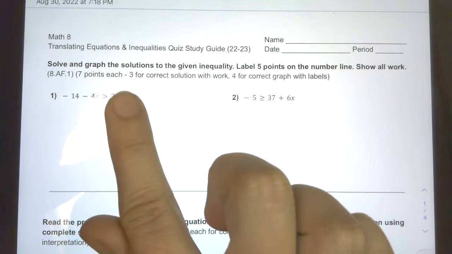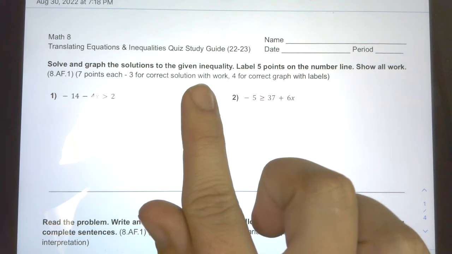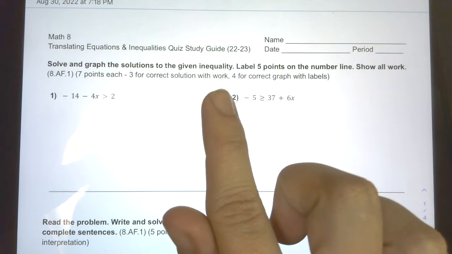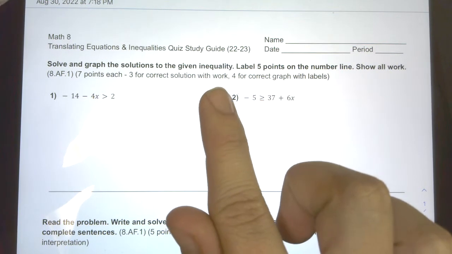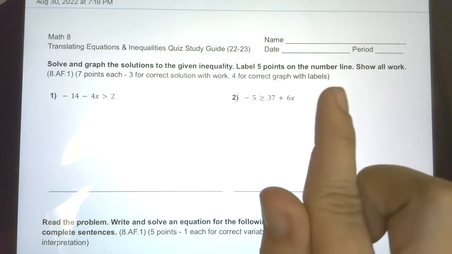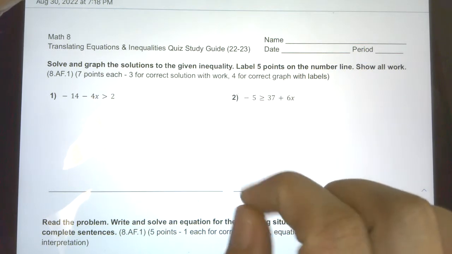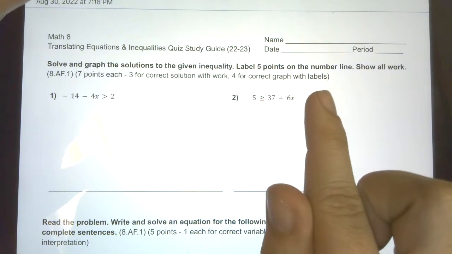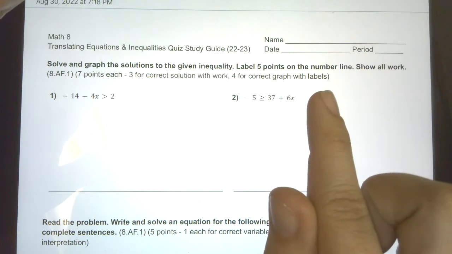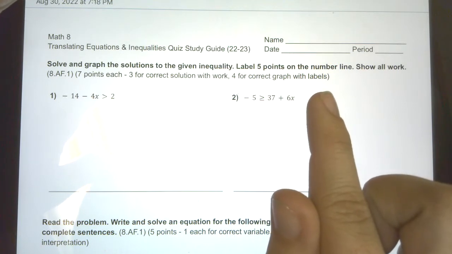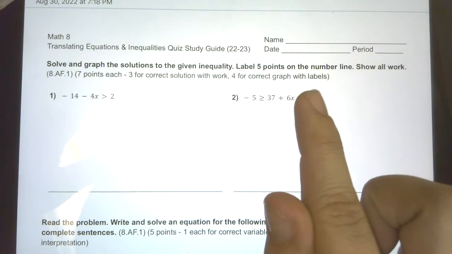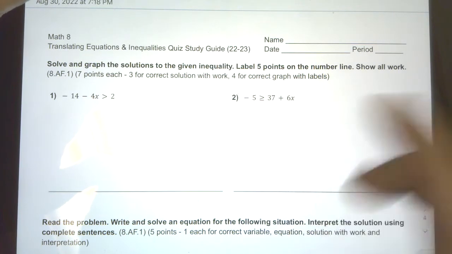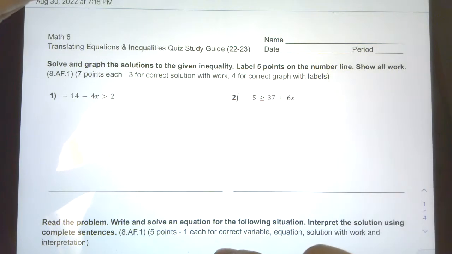Each of these is 7 points, so 3 for the correct solution with work. That means solving everything correctly with the correct work. And then 4 for the correct graph with the labels. And the labels, I didn't have a better word, but that's basically going to be: did you use the correct dot, open or closed, and then did you shade in the correct direction? So that's where our points are coming from for 1 or 2.